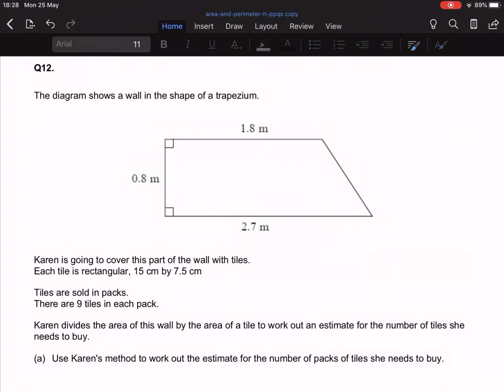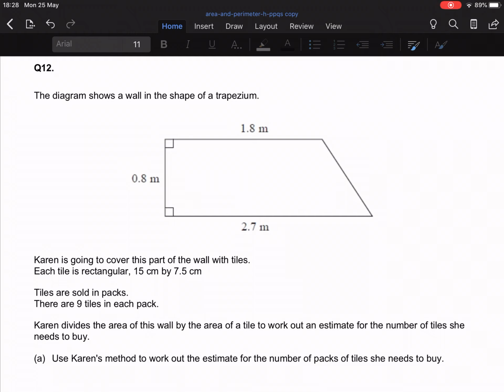Hi kids, let's look at question number 12. It's a 7-mark question. You'll be glad to know it's on a calculator paper, so we get to use our calculators for all our calculations. Because it's 7 marks, without further ado, let's go.